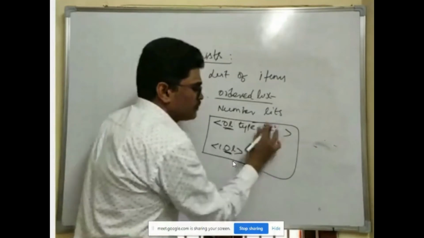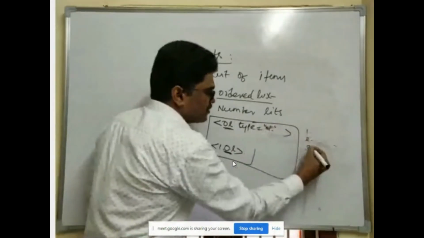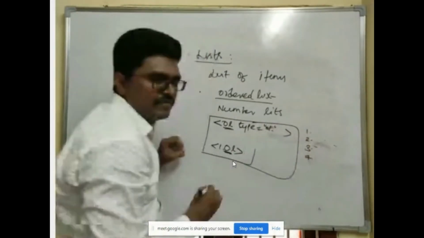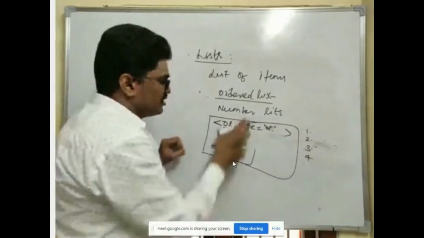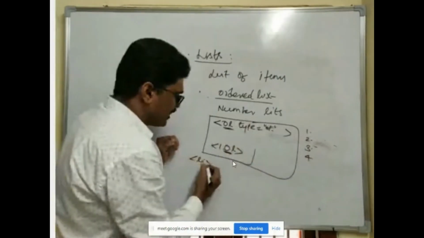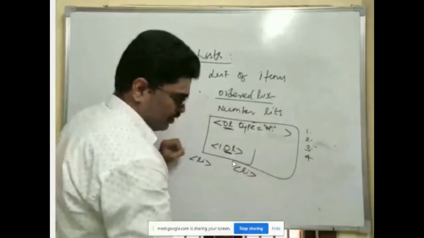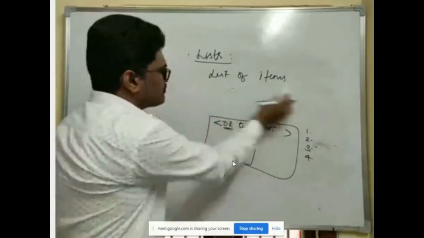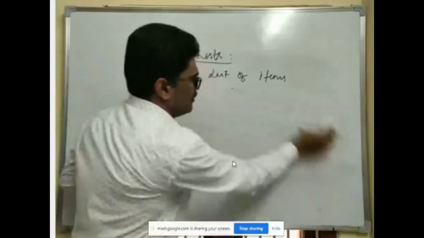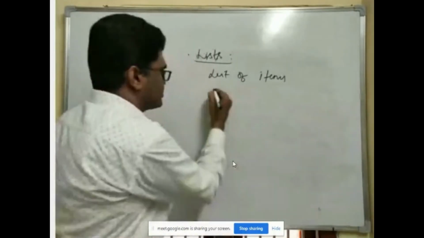If I specify one, I will get 1, 2, 3. The elements will be numbered with 1, 2, 3. So this is an ordered list, and a list item should be given with li only.